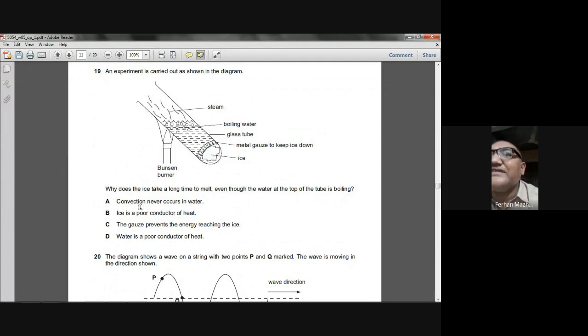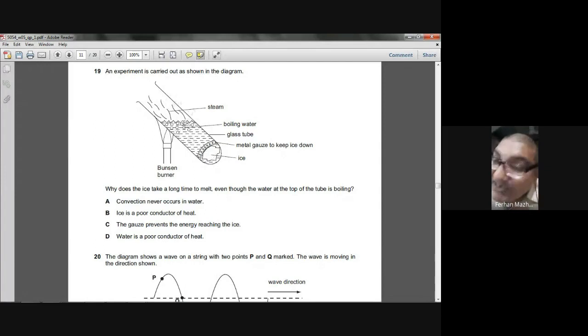Why does the ice take a long time to melt even though the water at the top of the tube is boiling? The reason is, by convection, how will the heat reach the ice cube? Water is liquid, so by convection the heat can reach the ice cube. But the problem is, by convection the heat only travels upward. Another way for the heat to reach the ice cube from this point is by conduction. Through convection the heat cannot come down because heat goes up.